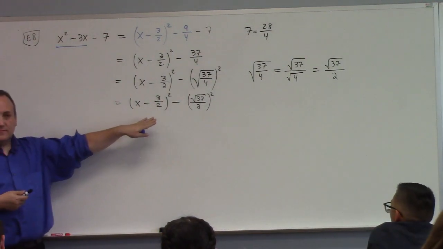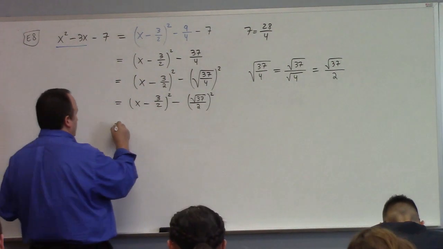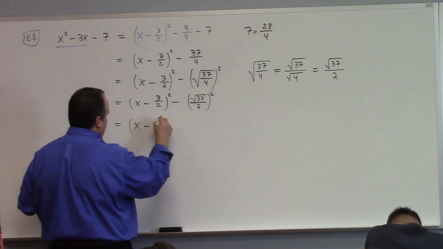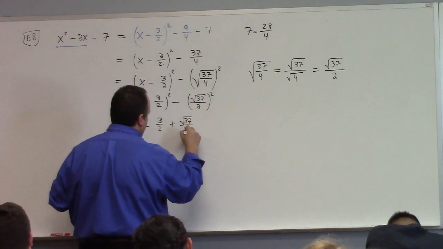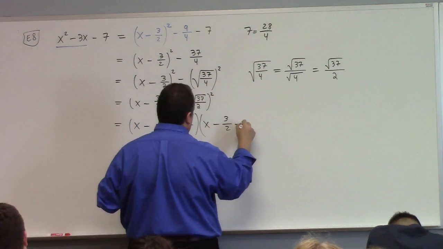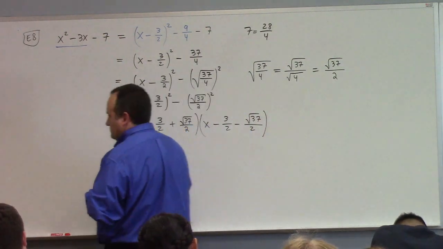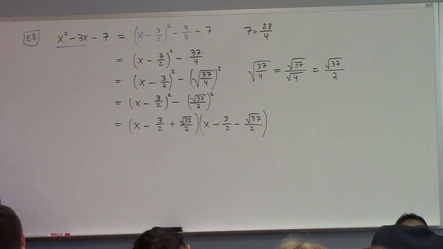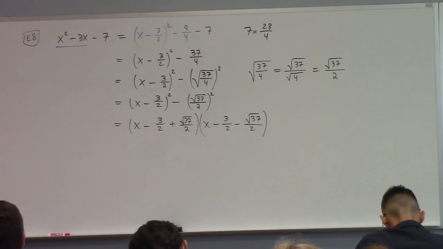But this one, we can, right? Because we're back to difference of squares again. So what we got? x minus 3/2 plus the square root of 37 over 2, parentheses, x minus 3/2 minus the square root of 37 over 2. Factored. Yay.